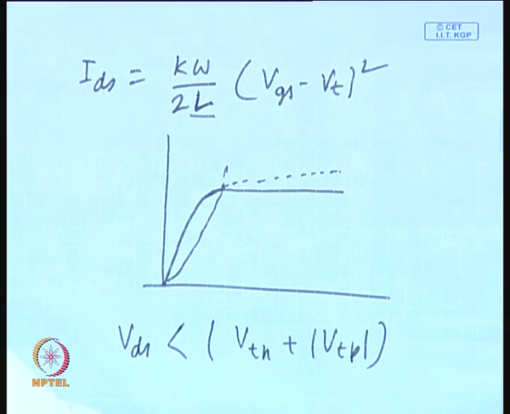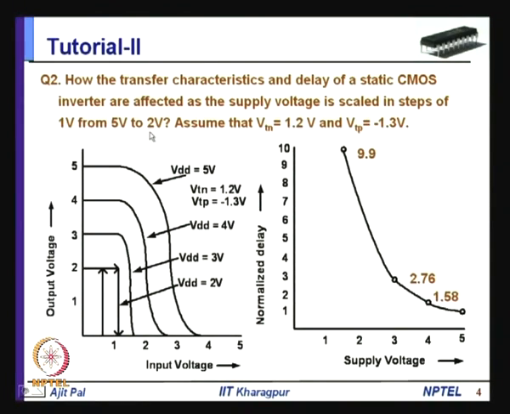So, that is the situation that occurs when the drain voltage is 2 volt, and 2 volt is definitely less than 1.2 plus 1.3. So, this is 2.5. So, what happens in this case, as the input voltage increases from 0 volt, the NMOS transistor remains on up to 1.2 volt, then it turns off, and during this, no sorry, I have told wrongly.